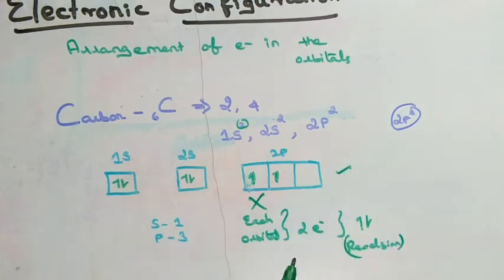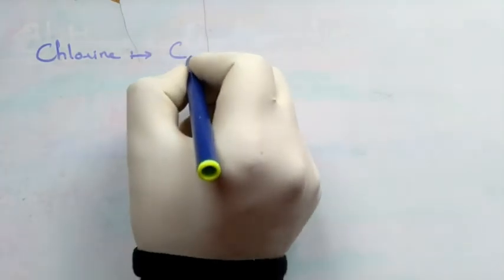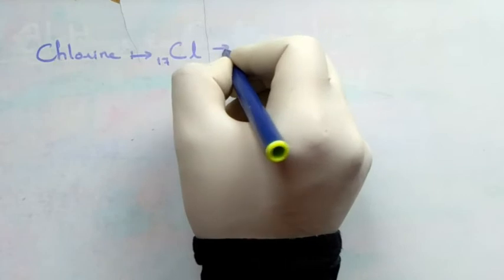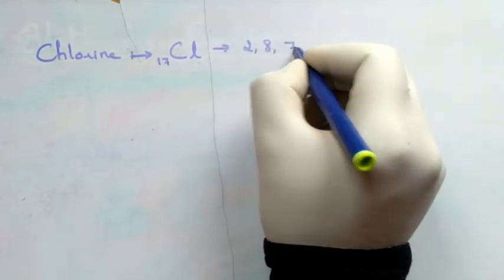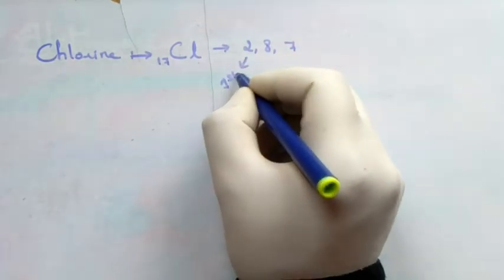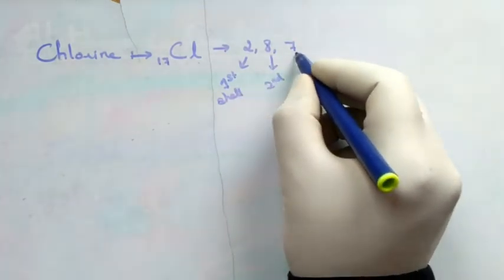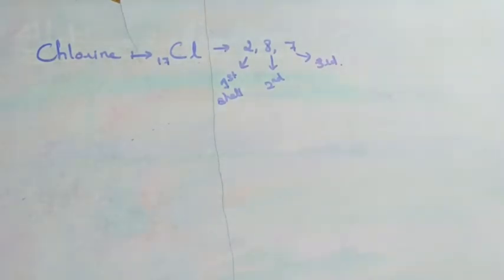Now we are going to see another example for writing the electronic configuration of chlorine atom. For chlorine, the atomic number is 17. The electronic configuration of chlorine is 2, 8 and 7. Those 2 electrons will accommodate in the first shell, and these 8 electrons will accommodate in the second shell, and those 7 electrons will accommodate in the third shell.